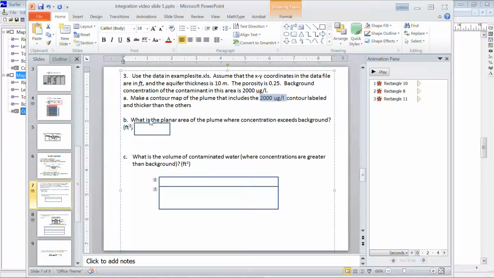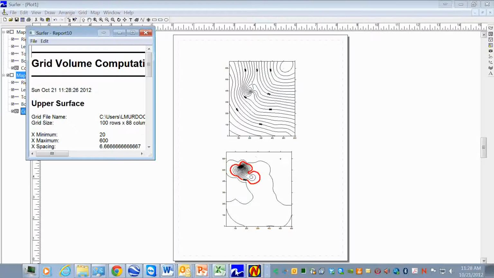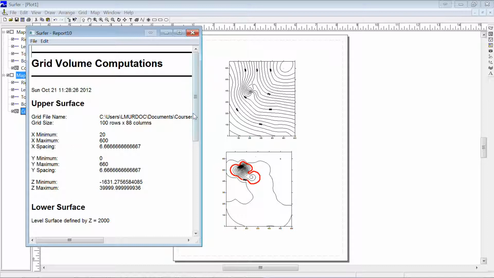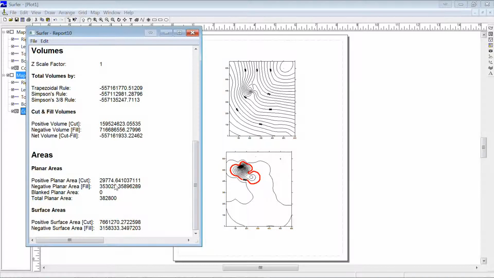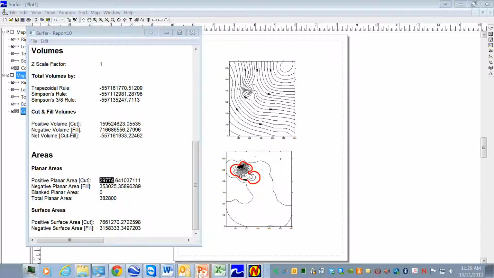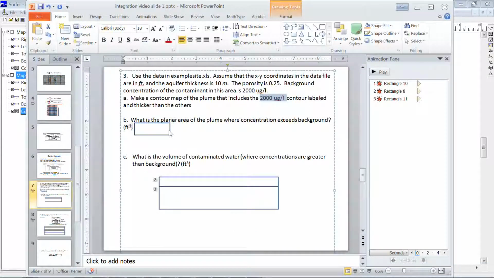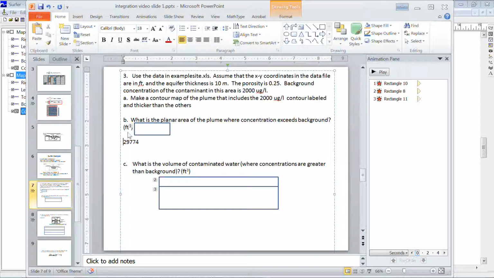and well, I guess this is pretty straightforward. We need to have the planar area of the plume where the concentration exceeds background. So that's pretty easy. That's going to be the planar area where we use this 2000 as the lower cutoff, and so that's going to be what we need there, and we'll copy that, bring it over here to the slide. So there's the result, and that's in square feet.